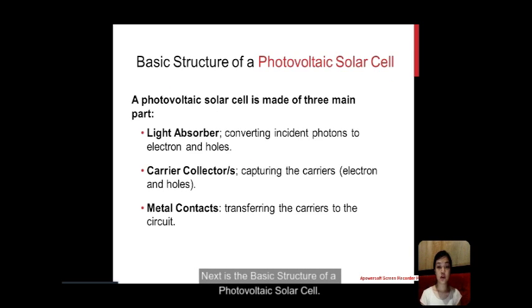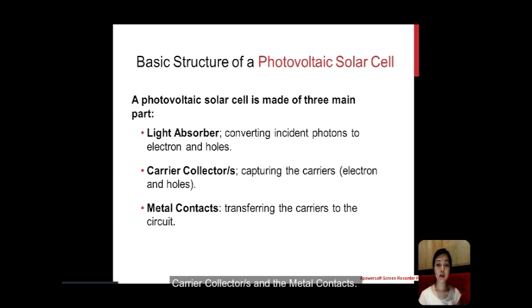Next, the basic structure of a photovoltaic solar cell. There are three main parts of a photovoltaic solar cell: the light absorber, the carrier collector or collectors, and the metal contacts. The absorber converts photons to electrons and holes. The carrier collectors capture the carriers, or the electrons and holes. Lastly, the metal contacts transfer the carriers to the circuit.